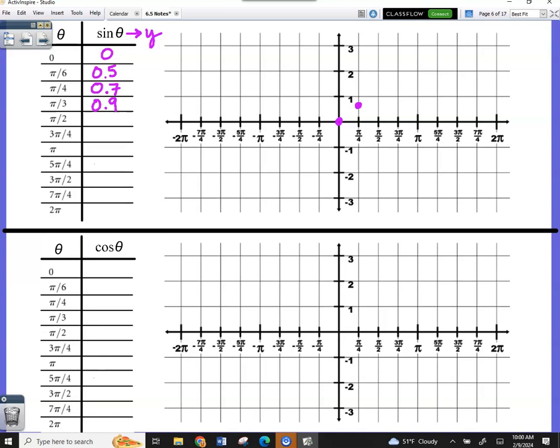Pi over 2. Okay, visualize it. So that's 90. That's the coordinate point 0, 1. And we want the y value, so 1. So pi over 2 is 1. So see, you can save it. Now keep going. 3 pi over 4.